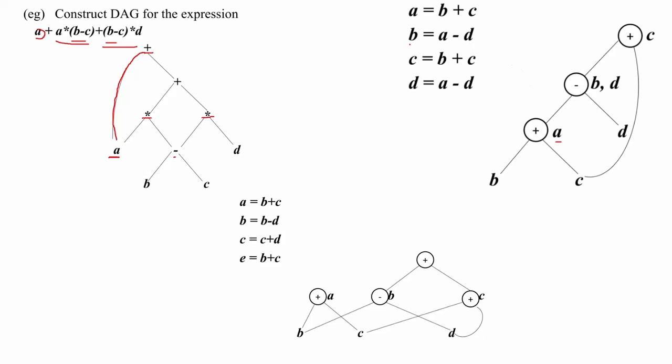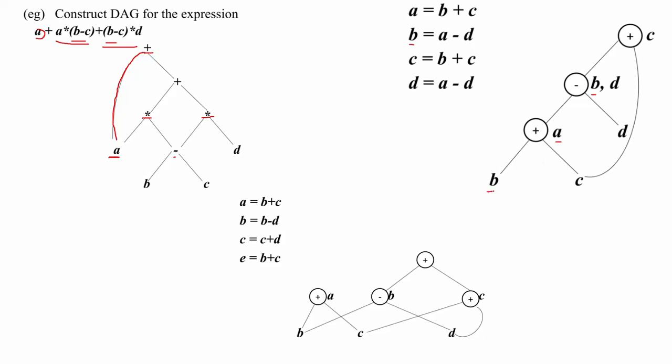The result will be stored in B, so add a B here. Done. Next one, what we need to do? B plus C. So add plus here. So here minus is over, right? So then we'll add B, and what we need to do? We need to add B and C.